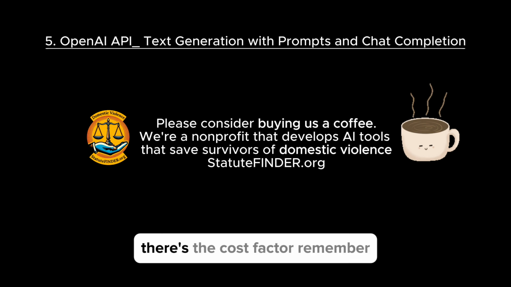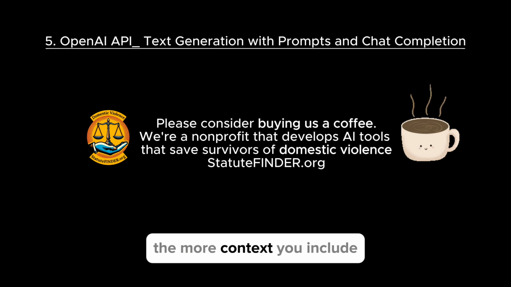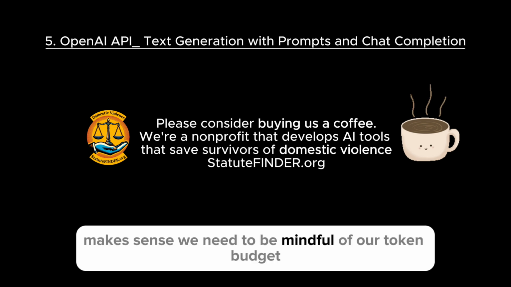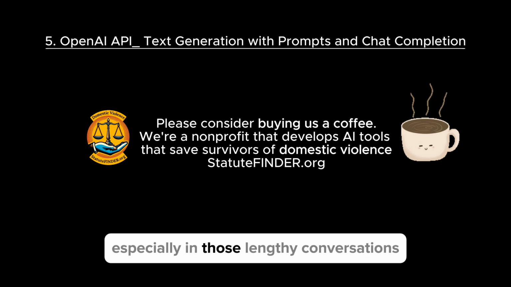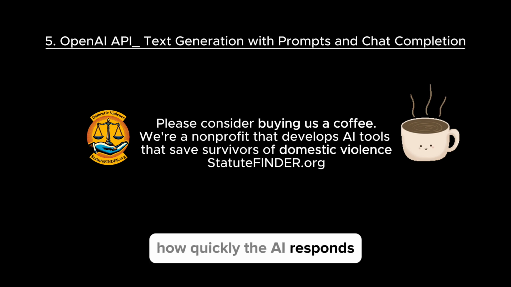Exactly. And then, of course, there's the cost factor. Remember, each token comes with a price tag. Right. The more context you include, the more tokens you consume, and that can impact your budget. Makes sense. We need to be mindful of our token budget, especially in those lengthy conversations. What about latency? Does context management affect how quickly the AI responds?